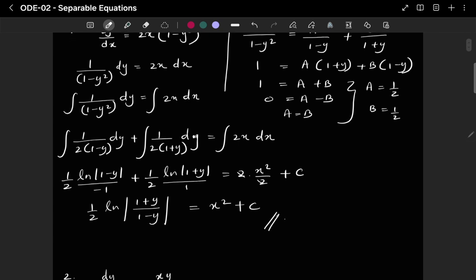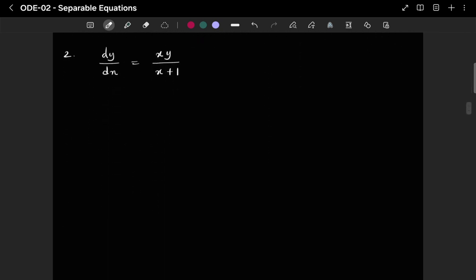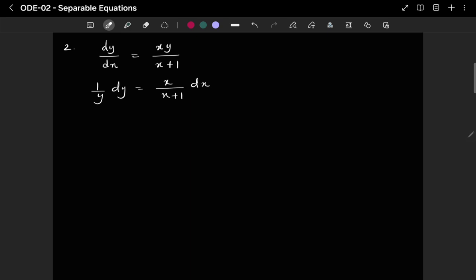Okay, moving on to the second equation, we have dy by dx equals xy over (x plus 1). In this question also we first need to separate the variables y and x onto both sides of the equation. So we get 1 over y dy equals x over (x plus 1) dx. It's easy to integrate now: the integral of 1 over y dy equals the integral of x over (x plus 1) dx.